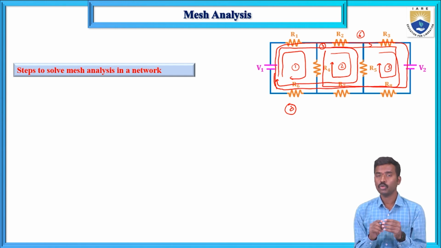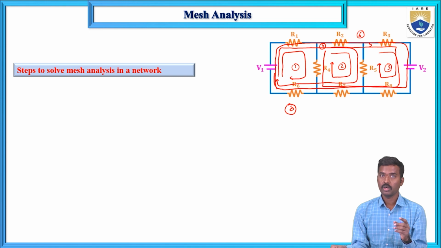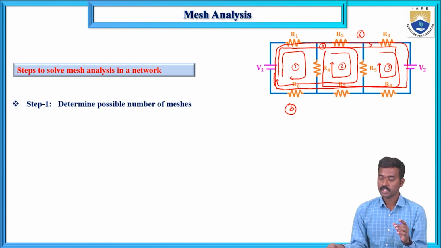But the best method to find the current flowing in each resistor is mesh analysis. The best method to find the voltage across each resistor is nodal analysis. Here are the steps, total 5 steps. You are supposed to follow 5 steps in mesh analysis. First, determine the possible number of meshes. For this particular network, the possible number of meshes is 3.